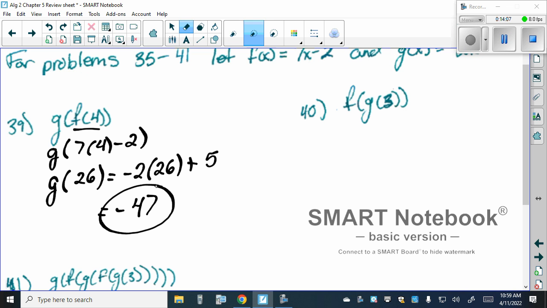Any other questions on 39, 40, or 41? Well, the only difference between 39 and 40 compared to 41 is that we have to do this inputting it back into the function 3 more times. It's not any different. We just repeat the process an additional 3 times to get the answer to 41. So are we good with these here? If there aren't any other questions for 35 through 41, we'll move on.